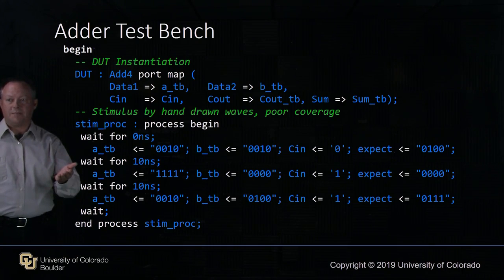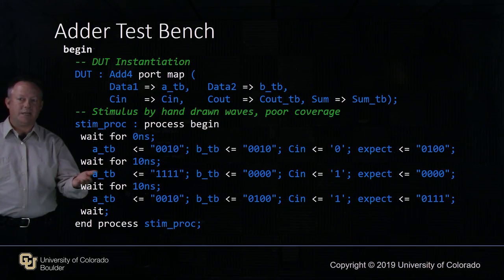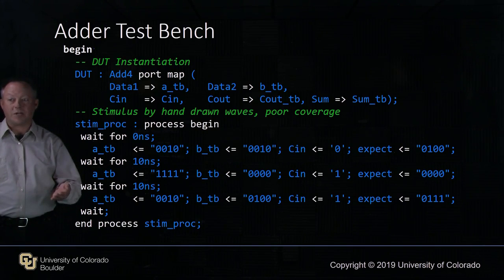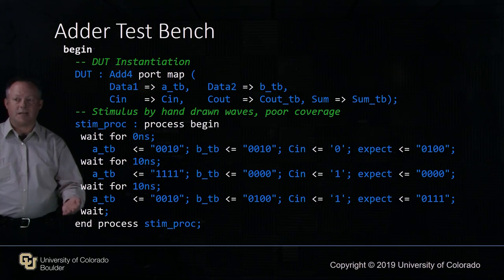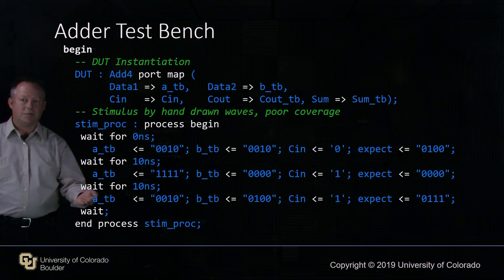At the next time tick, 10 nanoseconds later, we're going to set outputs for A, B, carry in, and our expected value. Another time tick, wait for 10 nanoseconds, set A to 2, B to 4, carry in to 1, and our expected of 7.